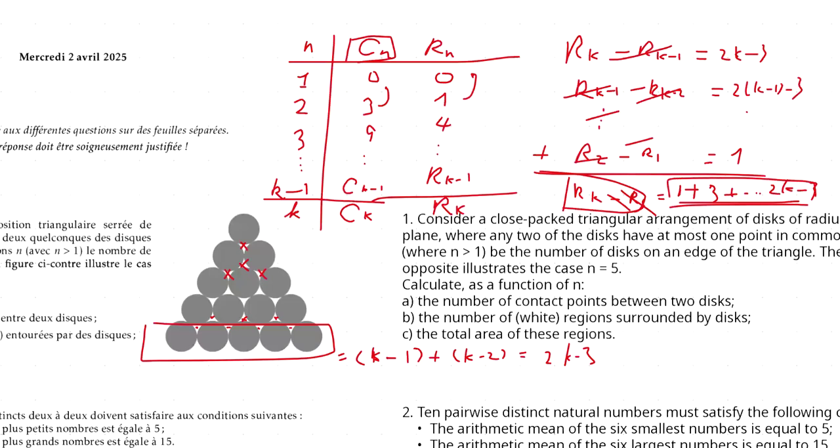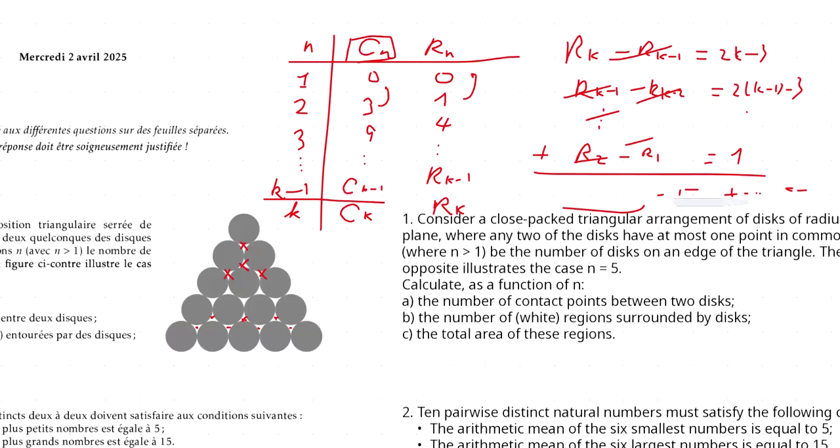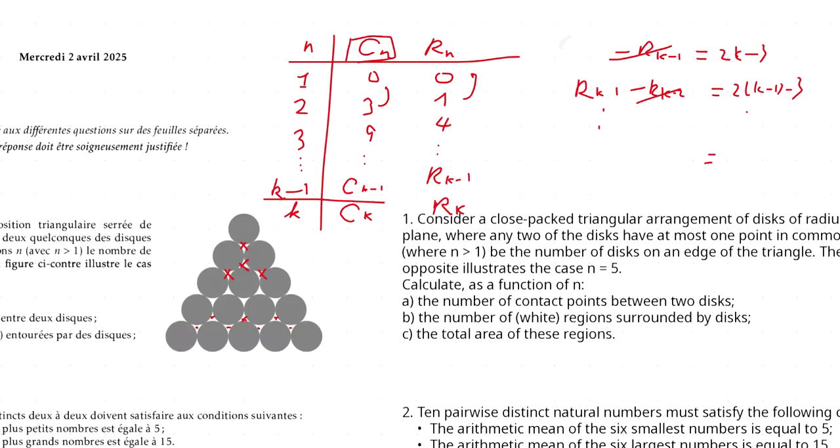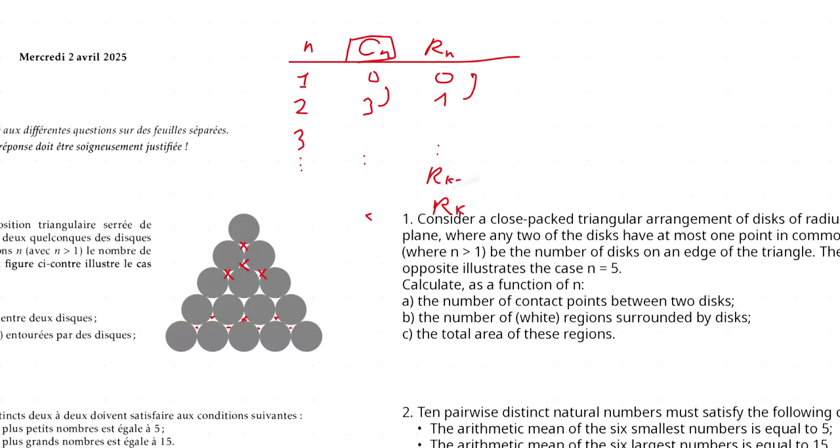The third question is actually asking what is the area of all the white regions. Since we know the number of the white regions, the only thing we need to do is to calculate the area of each white region. Yeah, for a small white region, how large it is.